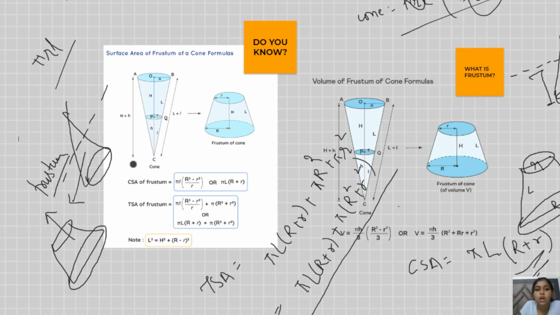Moving ahead with the volume of the frustum of a cone. Since the volume of a cone is 1/3 π r² h, in this case also we will say 1/3 π h, and instead of r it will be (R + r) whole squared, right? So it will be 1/3 π h (R² + r² + 2Rr).